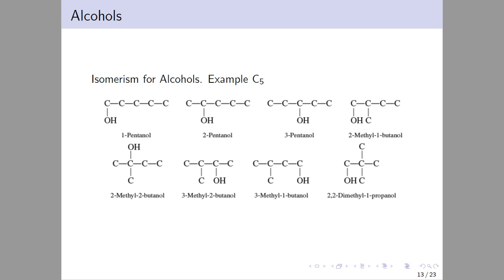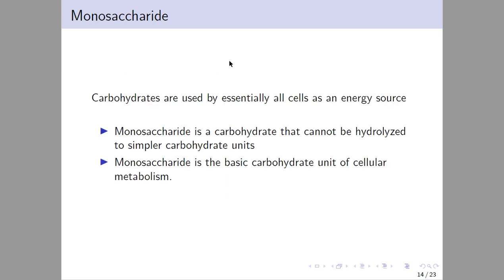So next we have this monosaccharide, the carbohydrate. Okay, so here carbohydrates are used essentially by all cells as an energy source. Okay, so these are what we store in our body, these are carbohydrates as our energy source. And a monosaccharide is a carbohydrate that cannot be hydrolyzed to simpler carbohydrate units.